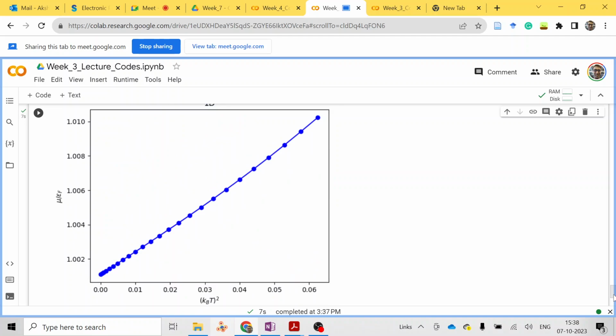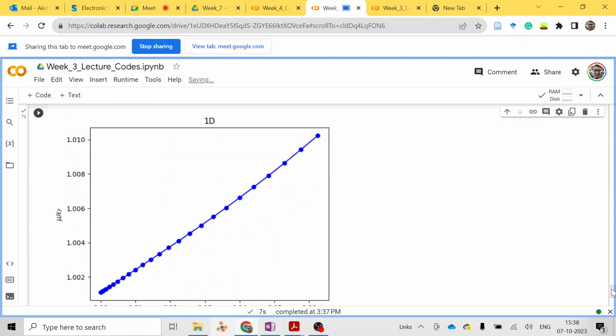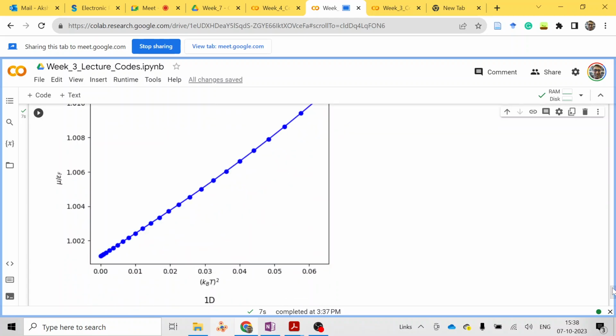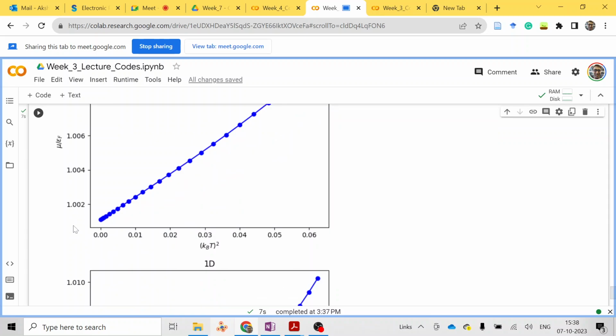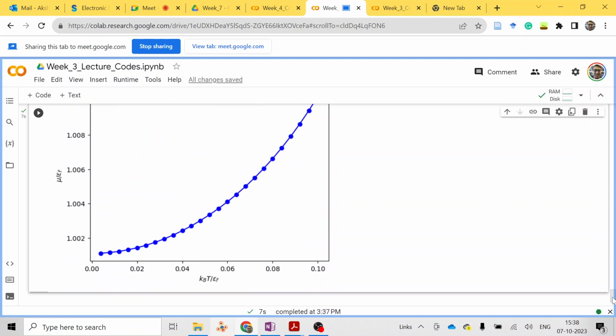Remember that for the 1D case, we have to actually increase the mu value. That's the difference between 1D and 3D. For the 1D case, the mu value will increase with the increase of the temperature. It has to go like this. You can check the code. We are only getting increasing behavior. So the Fermi energy, our chemical potential, will increase as we increase the temperature, and will go something like this.